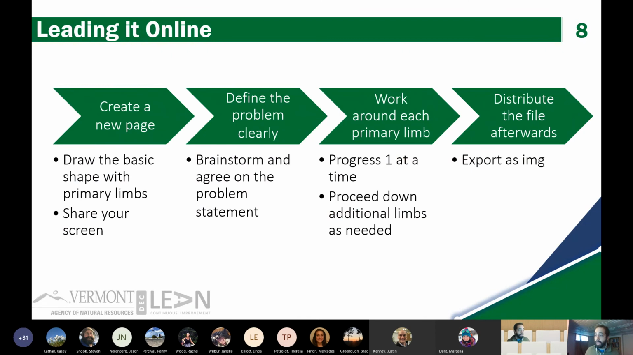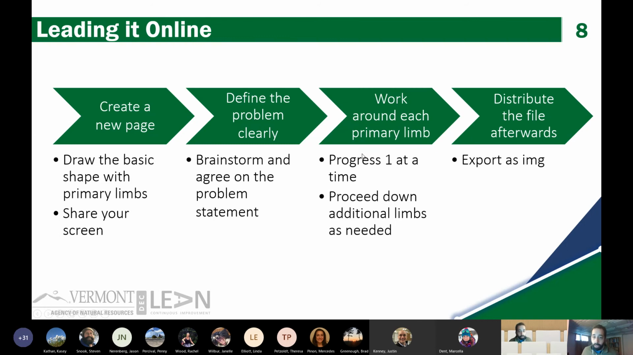So when you're leading it online, you want to once again create a new page in OneNote, draw the basic shape with the primary limbs. Already having that ready is very helpful. Sharing your screen, as we've already discussed. And then, as Amy highlighted, define the problem clearly. And that's absolutely vital. The results that you get out of your fishbone diagram are only going to be as good as your definition of the problem. Now, it can be as specific or as broad as you want, but your categories should feed into that. And so just make sure you all agreed on what that common statement is. And I like doing that in the meeting, because if everyone doesn't agree what the problem is, then you're not going to get everyone contributing towards solving the right problem.